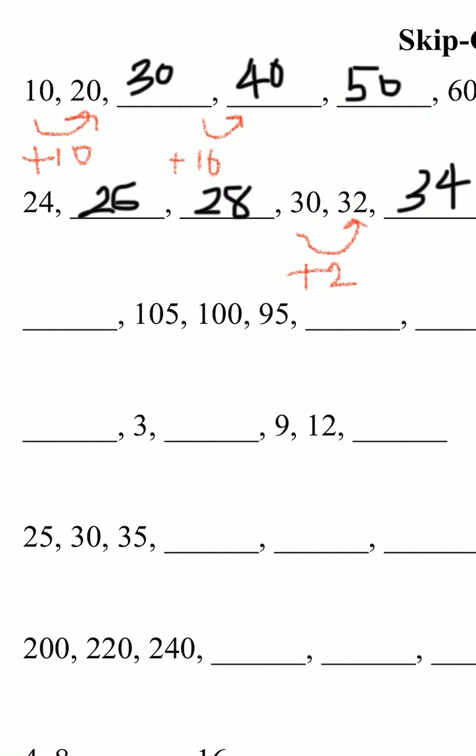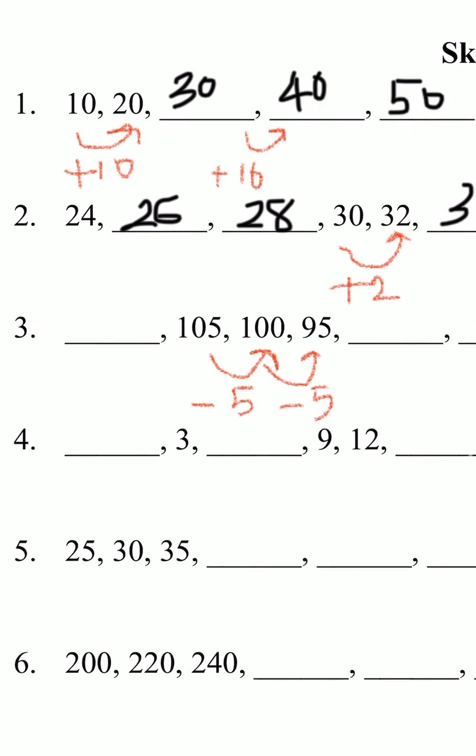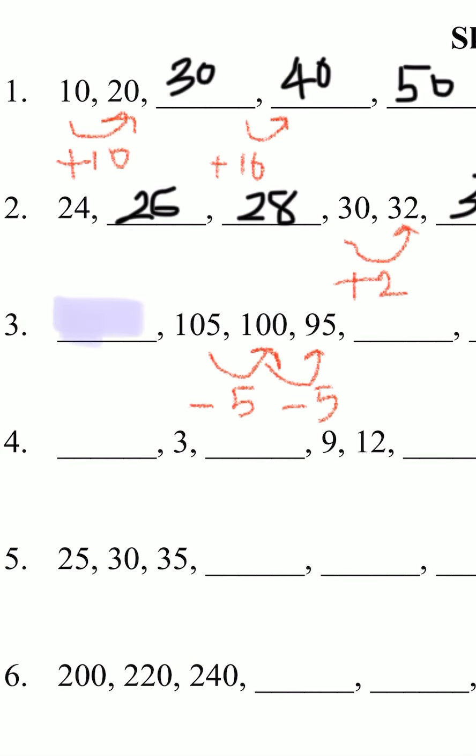We can see that we're subtracting by 5, right? 105 minus 100 is 5. And 100 minus 5 is 95. Then to find this number, we're going to have to be adding 5 because we're going the opposite way. Okay, so we have to add 5 to find this number.